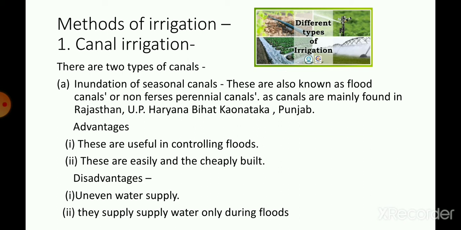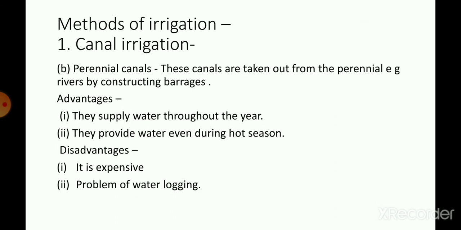Next, advantages of seasonal canals. These are useful in controlling floods. These are easily and cheaply built. Next, disadvantages of seasonal canals. Uneven water supply, and they supply water only during floods. Next, perennial canals. These canals are taken out from the perennial rivers by constructing barrages.